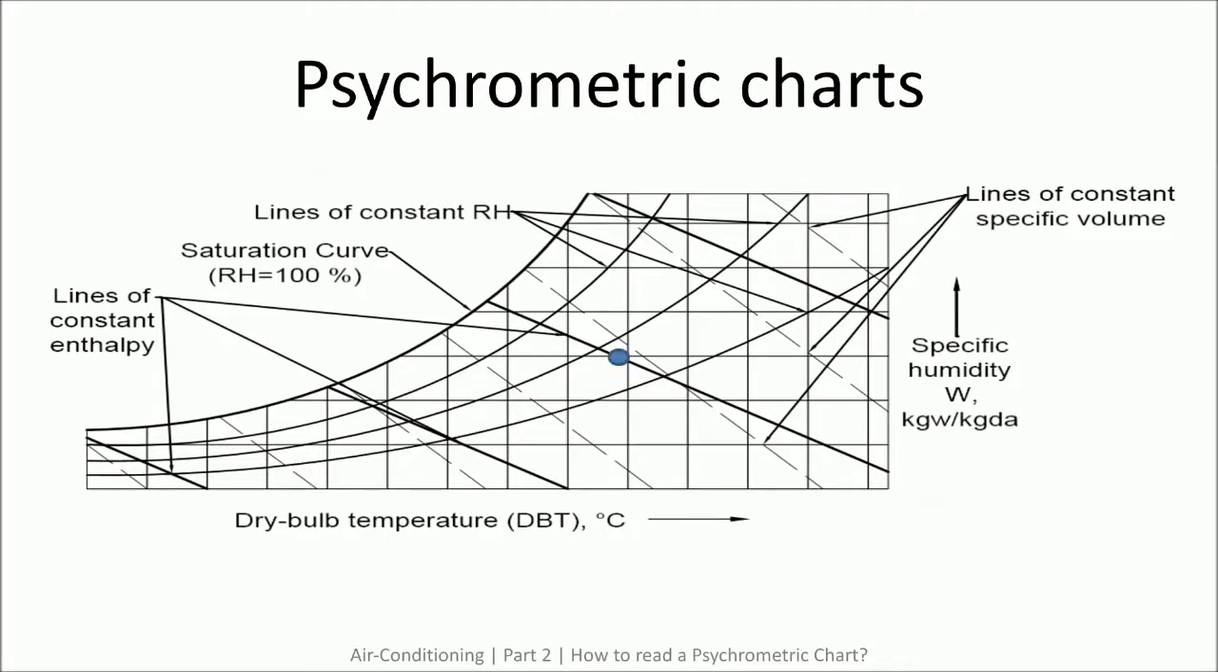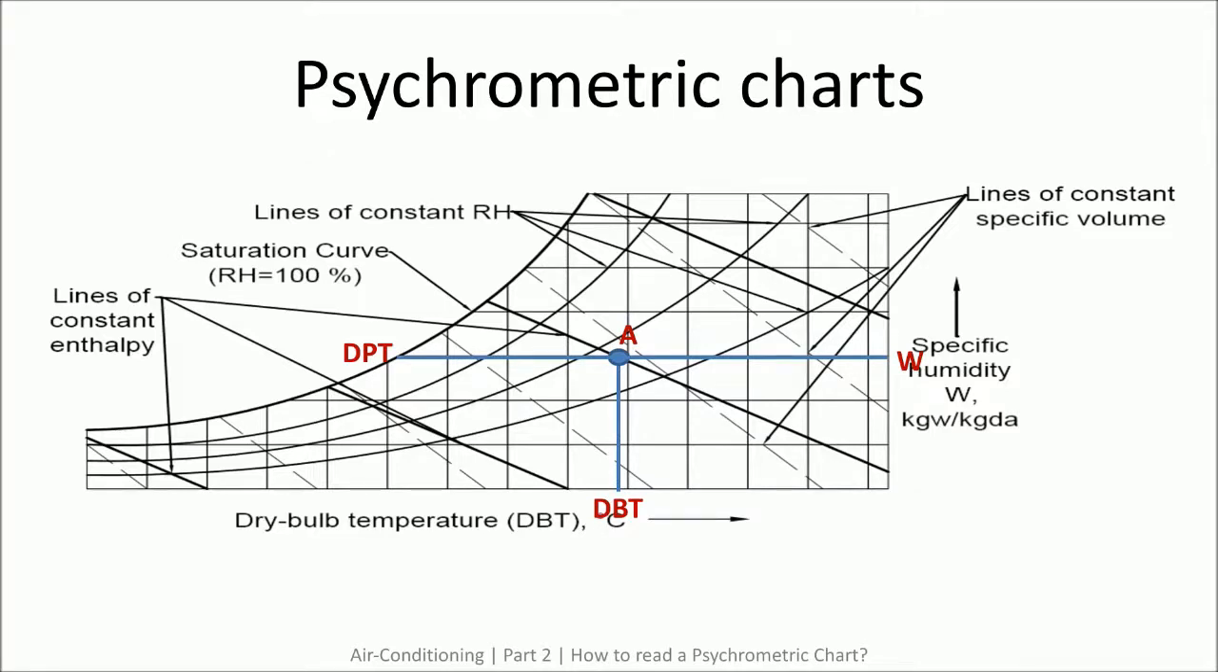Let us consider a point A as shown in the figure. Now, if we drop a vertical line from this point on the horizontal axis, it will give us the value of the dry bulb temperature of air. If we draw a horizontal line, it will give us the value of specific humidity on the vertical axis. If we again draw a horizontal line, but this time moving leftwards, it would intersect the saturation line, and here we can read the dew point temperature of air.